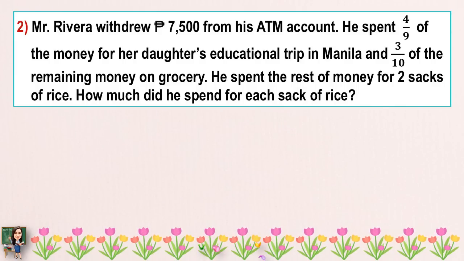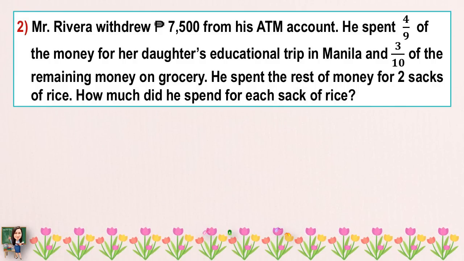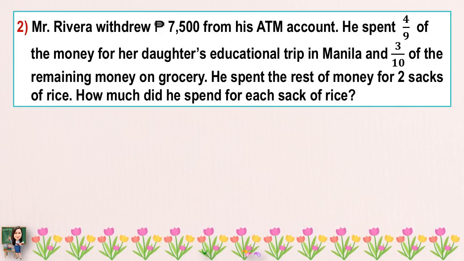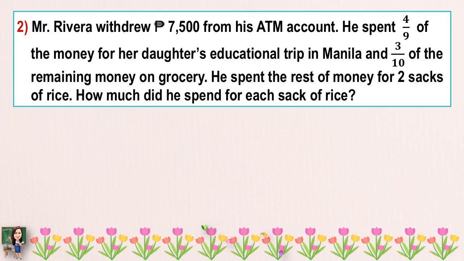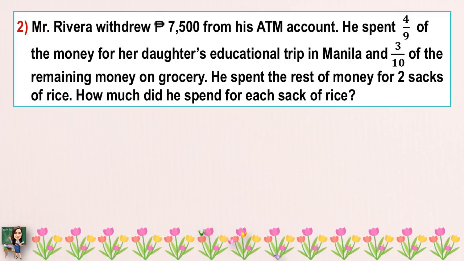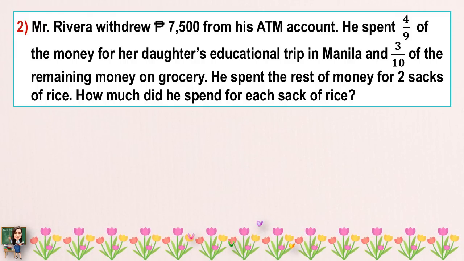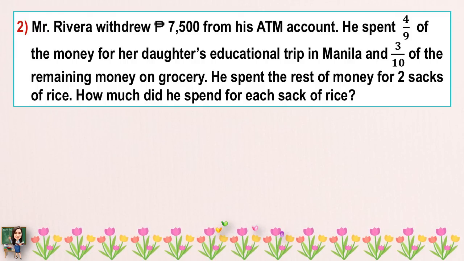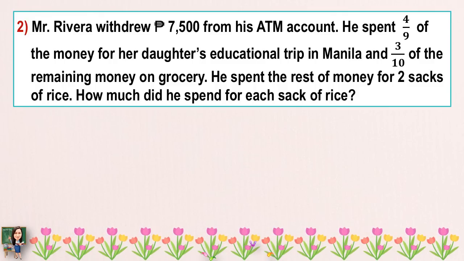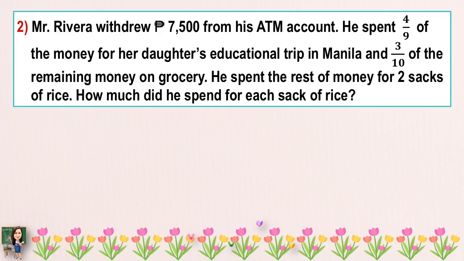Number 2. Mr. Rivera withdrew 7,500 from his ATM account. He spent 4/9 of the money for her daughter's educational trip in Manila and 3/10 of the remaining money on grocery. He spent the rest of the money for 2 sacks of rice. How much did he spend for each sack of rice?